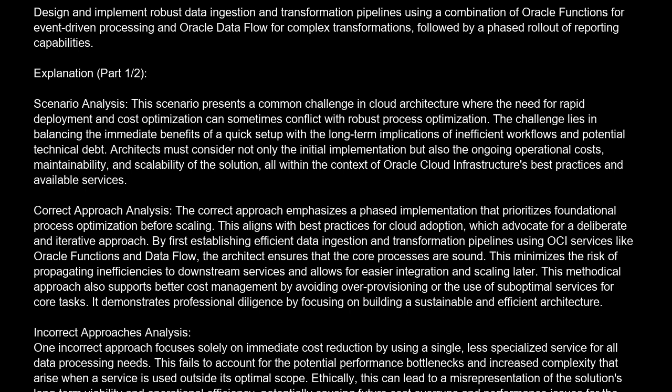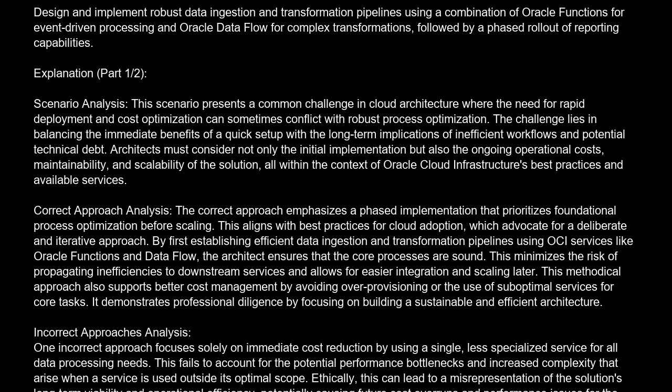This minimizes the risk of propagating inefficiencies to downstream services and allows for easier integration and scaling later. This methodical approach also supports better cost management by avoiding overprovisioning or the use of suboptimal services for core tasks. It demonstrates professional diligence by focusing on building a sustainable and efficient architecture.